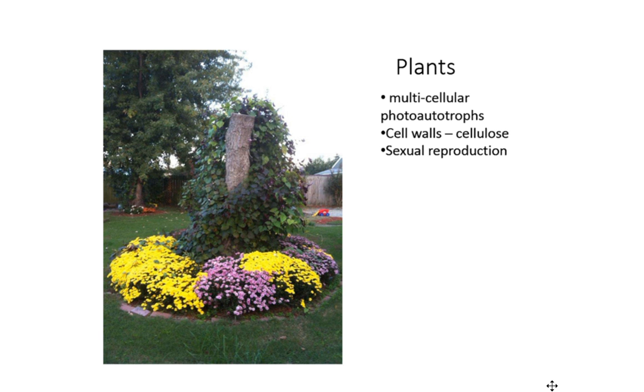Plants are, as the words say here, multicellular autotrophs, photoautotrophs to be exact. Their cell walls are made of cellulose as opposed to chitin, which we saw in fungi, and they are eukaryotic. Goes without saying, and they reproduce sexually.